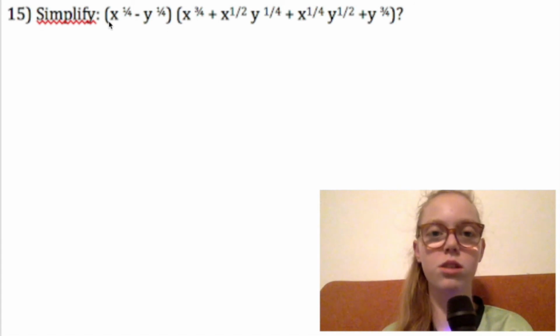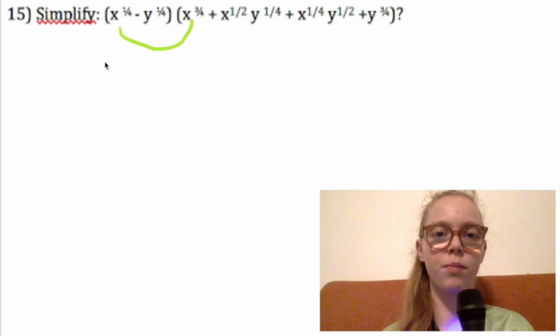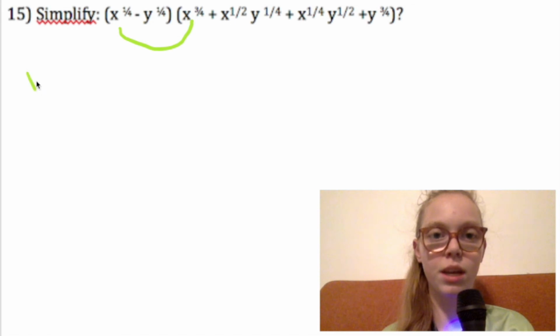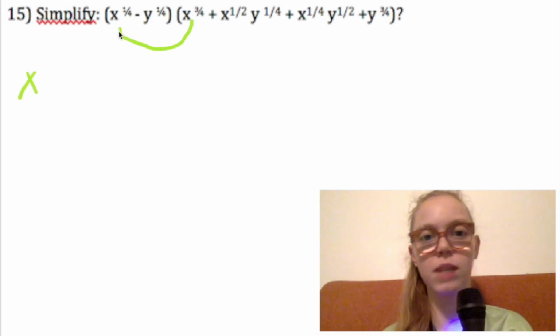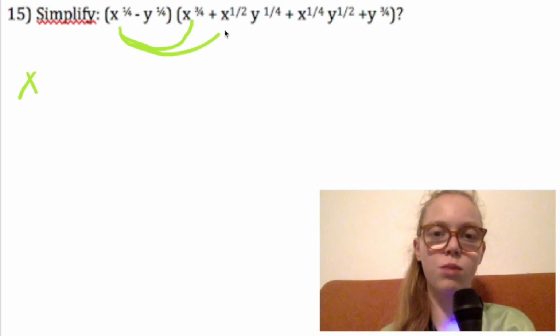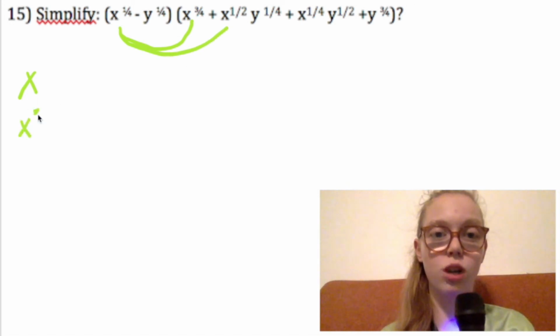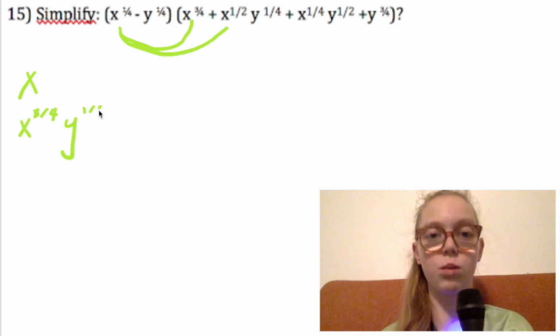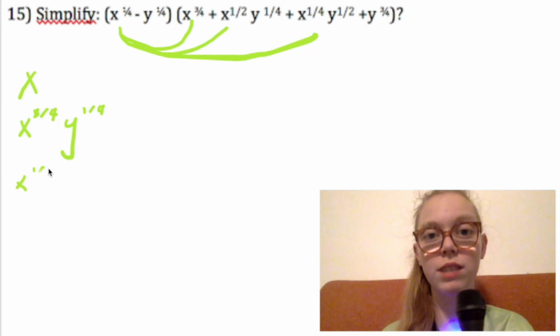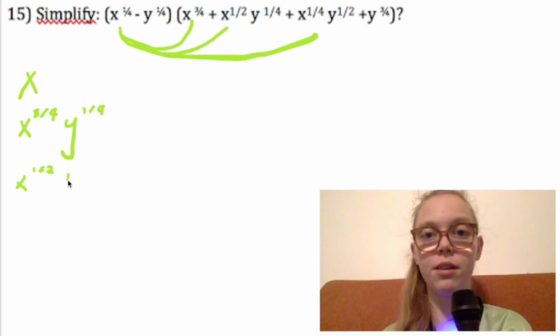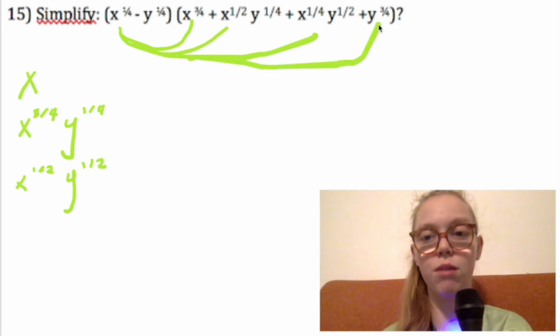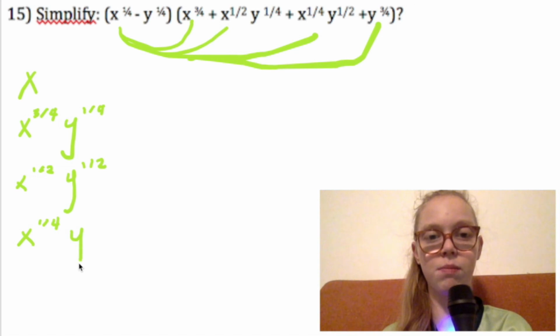Now, what we're going to do is just distribute. So let's start with the first term. This is just going to be x, because we have x to the 1/4 times x to the 3/4. Next, we multiply it into the next term, and we get x to the 3/4 times y to the 1/4. Let's go for the next term, and we get x to the 1/2 times y to the 1/2. And then lastly, we're going to multiply x to the 1/4 times y to the 3/4, and there's no simplification there to be done, so we just have x to the 1/4, y to the 3/4.